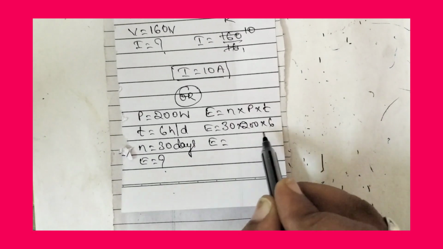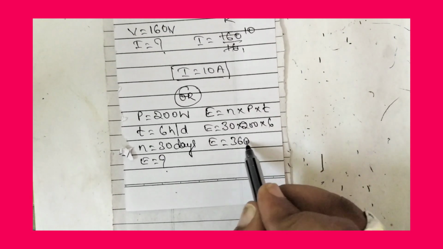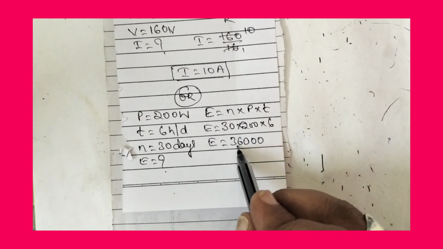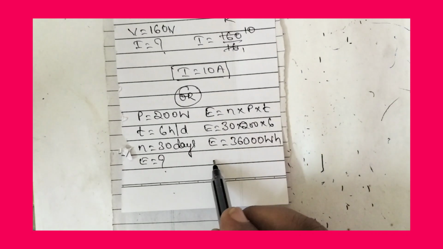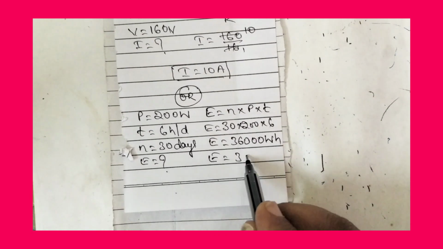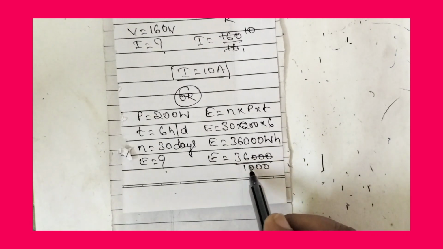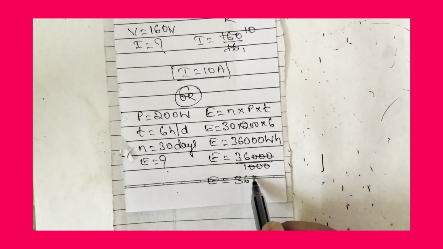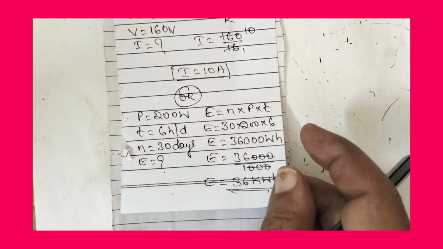So that is equal to, 3 2s are 6, 6 6s are 36. Here 1 zero is there, here 2 zeros are there, total 3 zeros. So it is 36,000 watt hour. This is the energy. Let us convert it into kilowatt hour. To convert it into kilowatt hour, 36,000 should be divided by 1000. So the zeros cancel. Energy consumed in kilowatt hour is equal to 36 kilowatt hour. So 36 kilowatt hour is the total energy consumed by the refrigerator.